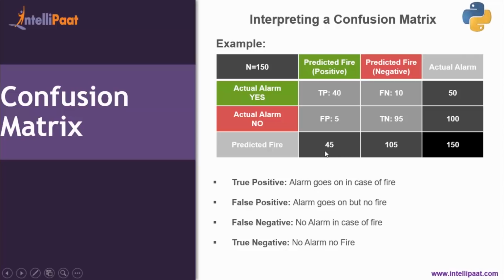And this one is the predicted fire or not. So true positive plus false positive, that is 40 plus 5. How many times did the machine positively predict the fire? That is 40 plus 5, 45. And how many times was the machine not able to predict the fire? That is 10 plus 95, that is 105. And the total number of events, that is 50 plus 100 or 45 plus 105, is 150. So we have mentioned n equal to 150 up here. That is the total number of events. Okay, so this is how you interpret a confusion matrix.